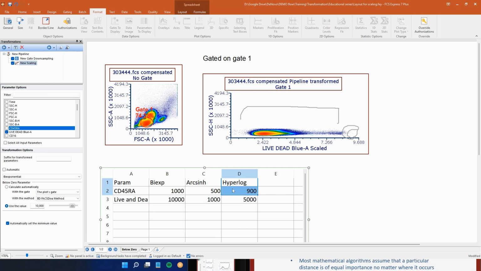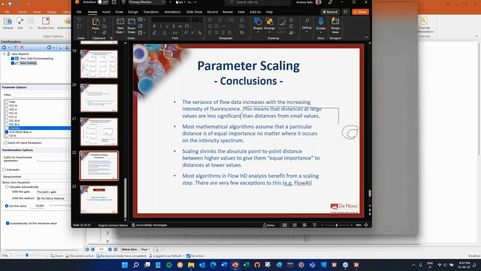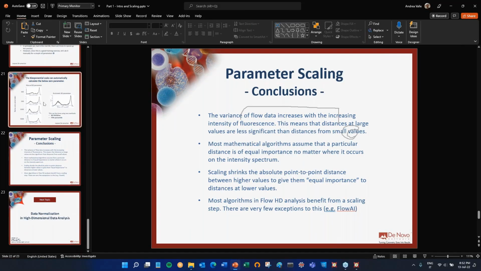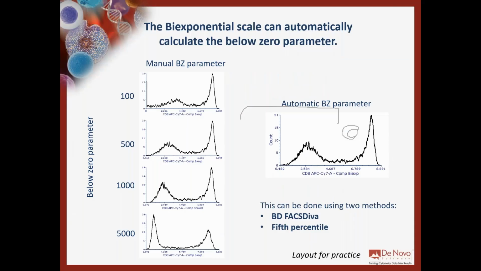Now the question: shall I do this for every single parameter, every single file? Likely, the biexponential scale is able to automatically find the below zero parameter. What you see on the left are 4 different manually defined below zero parameters for the CD8 APC size 7. What you see on the right is the distribution you will find if you use the automatic detection of the below zero parameter.